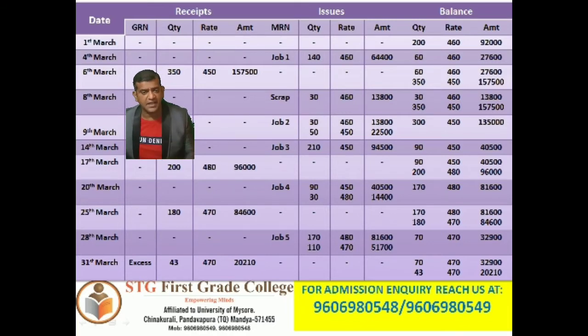So that is GRN nil, quantity nil, rate nil, and amount also nil. So go to the issue column. To whom are we issuing? That is job 4. How many units are we issuing? 120 tons of material we are issuing.